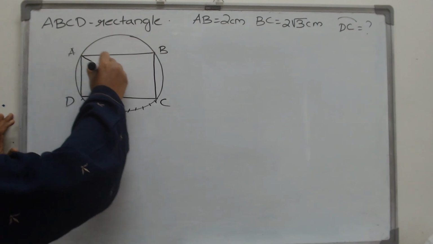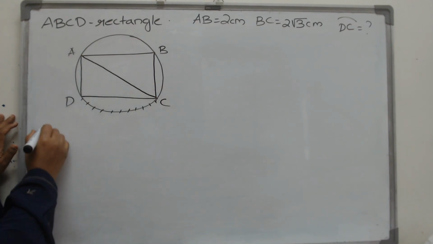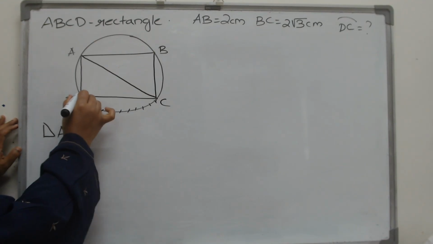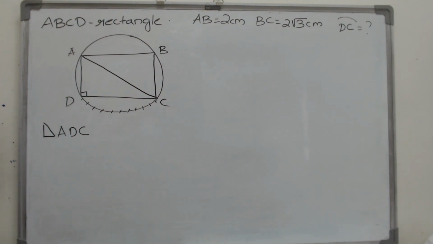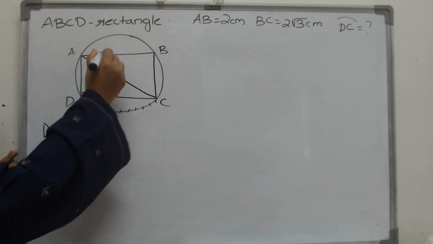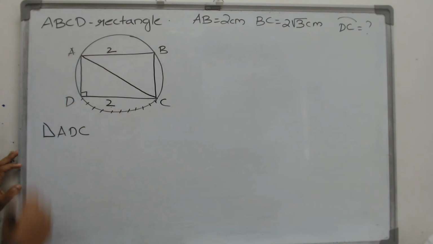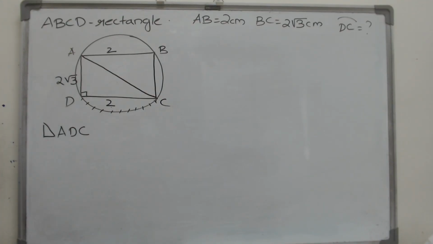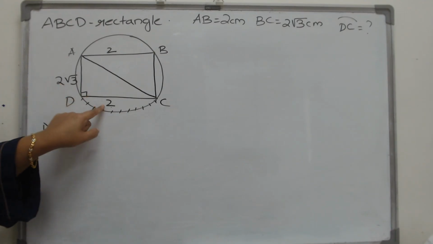Now, if I were to join the diagonal AC, then what kind of a triangle will ADC be? It will be a right triangle. Why is that? Because all the four angles of a rectangle are 90 degrees. What do we know about the sides of a rectangle? Opposite sides are equal. So if this is 2 centimeters, this is 2 centimeters. Here it is 2 root 3, so here also we have a 2 root 3. So we have a right triangle with two of its smaller sides, 2 root 3 and 2.